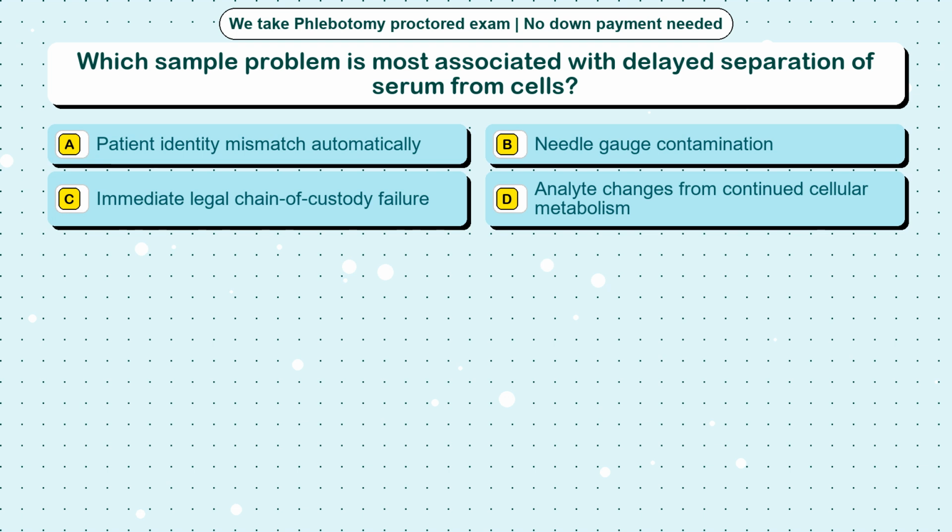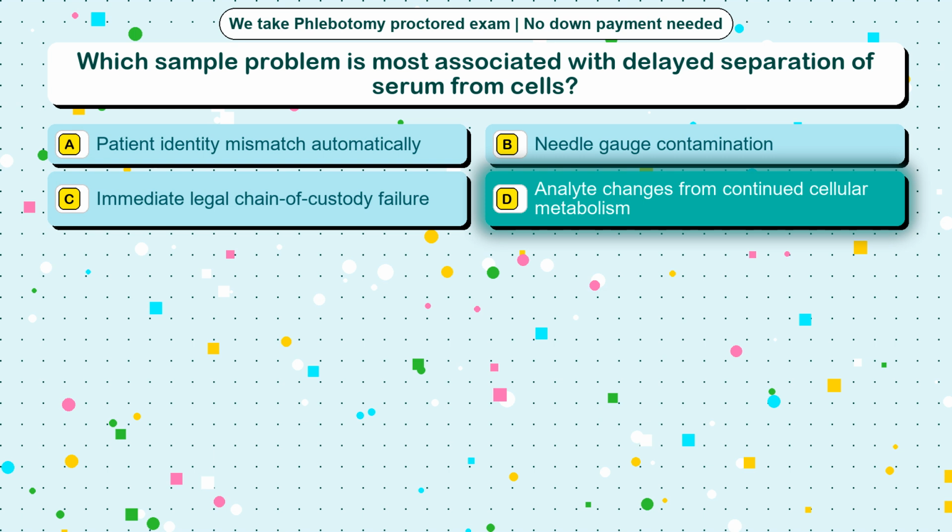Option A. Patient identity mismatch automatically. Option B. Needle gauge contamination. Option C. Immediate legal chain of custody failure. Option D. Analyte changes from continued cellular metabolism. The correct answer is option D. Analyte changes from continued cellular metabolism.